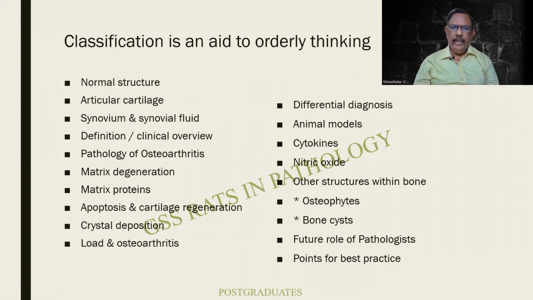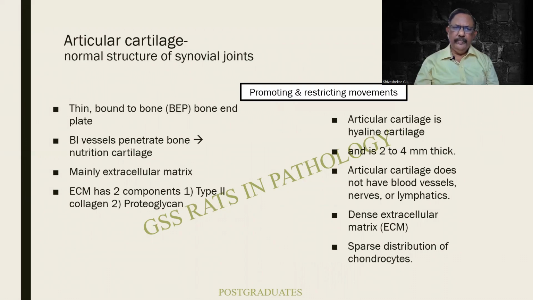So this will be the sequence with which we shall try to understand the topic. So please do remember, think of the subheadings. The subheadings will take you to the answer. Always, we should know the normal before trying to understand the abnormal. What is the normal structure of a synovial joint? It is quite thin and bound to bone. So it has got a bone end plate or BEP. The blood vessels penetrate the bone to produce nutrition to the cartilage.